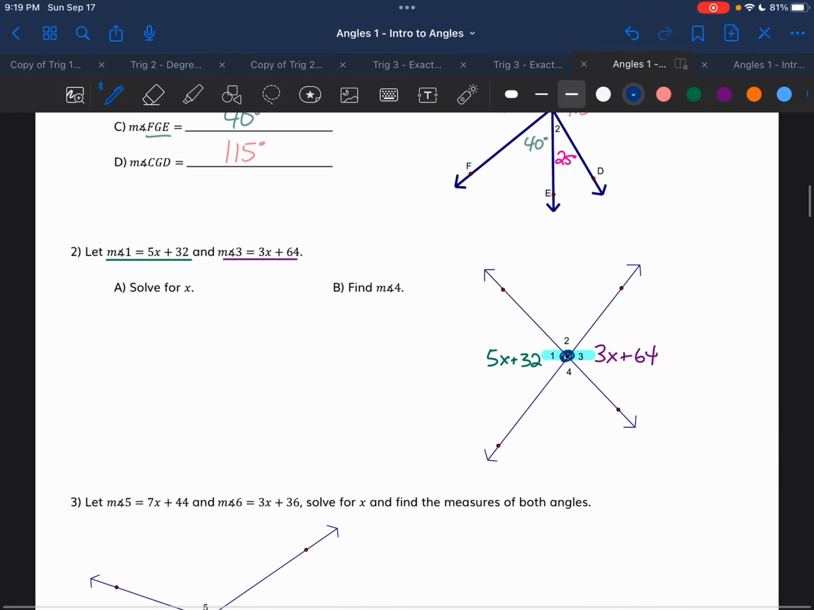And if they are vertical angles, then your box up on the first page says what you're going to do is, oh, here's my measure of angle 1. Here's my measure of angle 3. And those two things, since these angles are vertical, must be equal.